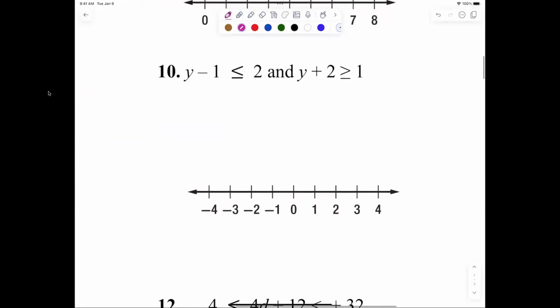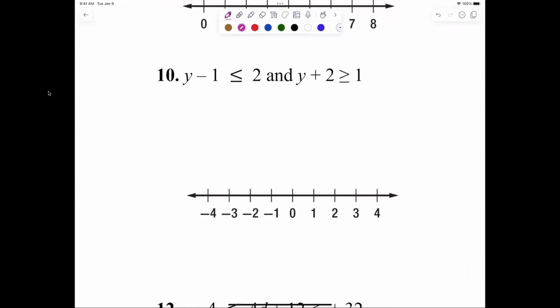Number 10. Now these are just done individually. So what do I do for the first one? Add 1. So y is what? Less than or equal to 3. And what do we have next? Greater than or equal to, what is that? I think it's -1, right?